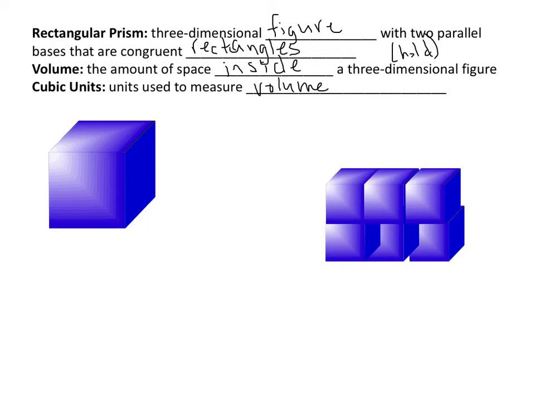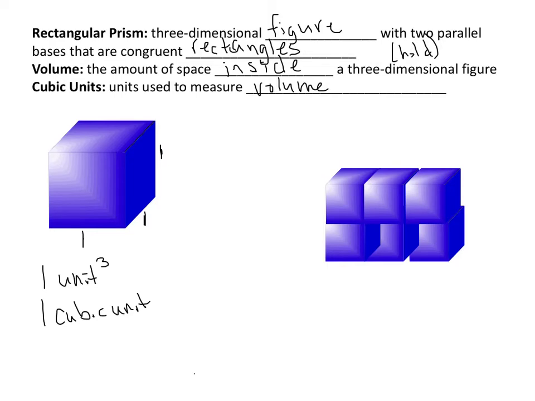hold. So if we look at my example here of this cube, and this one I don't have separated out, so we just assume it's 1 unit by 1 unit by 1 unit. So this would be equivalent to 1 unit cubed, or 1 cubic unit. On our next example, you can see I have a few more cubes put together.